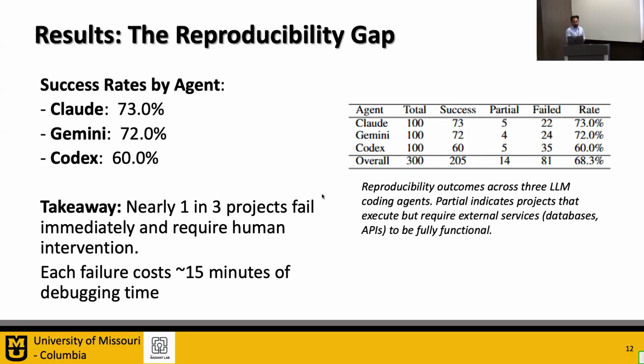Overall success is 68.3% out of the box. By agent, Claude is around 73%, because from all of our projects, Claude could run at zero shot. For Gemini it is 72%, and for Codex it's 60%. So nearly 1 in 3 projects fail immediately and require intervention, and each failure costs about 15 minutes or less of debugging time with the agent itself. We also mark partial cases, projects that require external services like databases or APIs to be fully functional.